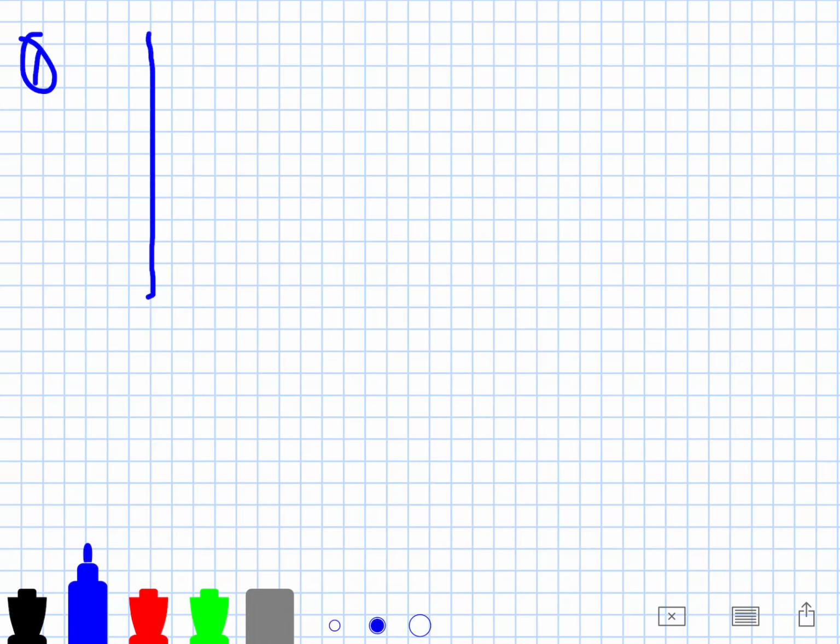and our graph, whoa, no, let me try again. Our graph looks something like, okay, so we have a point here. I'm going to use my bigger brush. We've got a point here, and we've got a point over here.